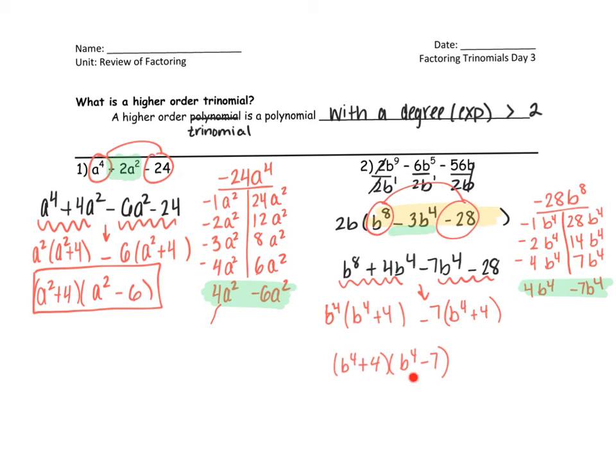So this is my final answer, but don't forget we have that GCF of 2b that we took out from the beginning. So we can go ahead and write that down, and that is my final answer.